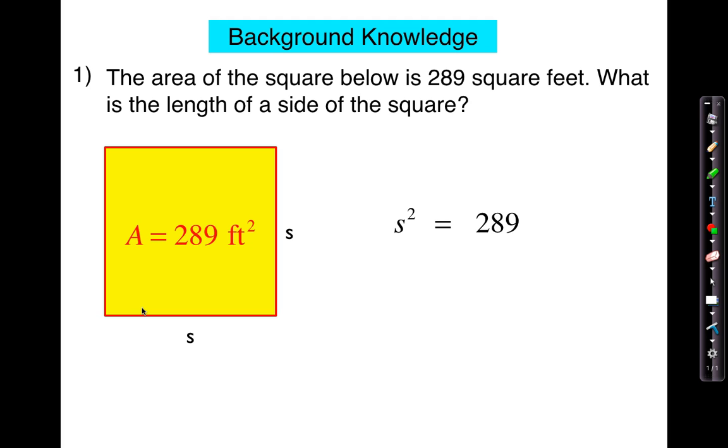We did learn from the previous lesson that the inverse of something squared is to take the square root. So if you take the square root of both sides, we did end up with s equals 17. In this case, the side of each square is 17 feet.